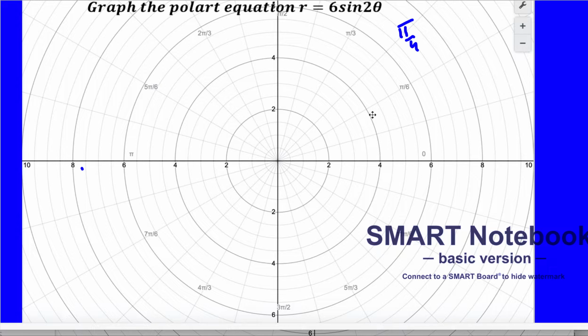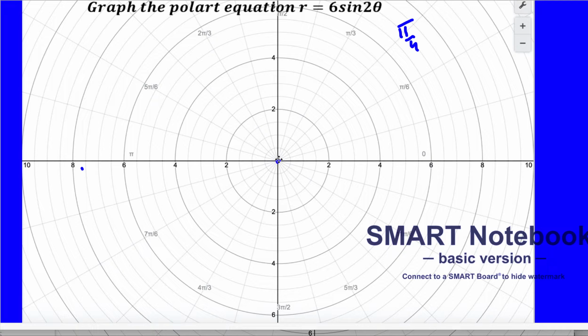And now I want to construct the figure, whatever we get from this equation. We want to graph this equation. But first of all, let me take theta equal to 0. If I plug in 0 instead of theta, 2 times 0 is 0, and sine of 0 is 0, and 6 times 0 is 0. So this point is going to be here when theta is 0, okay?